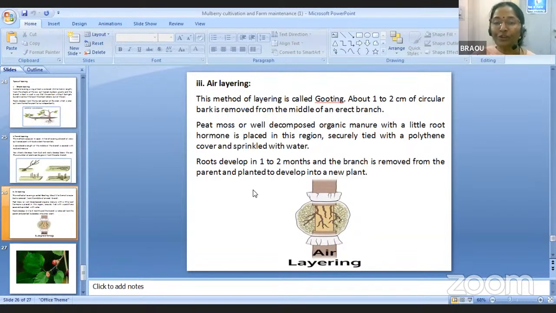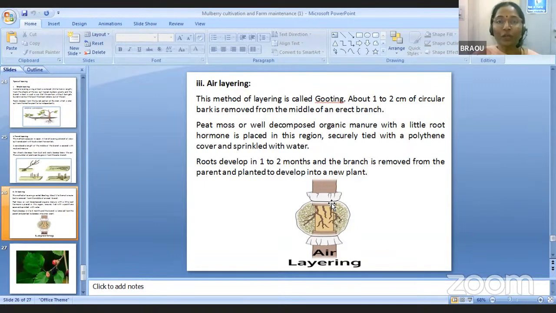What happens after 1 or 2 months? You can clearly see that roots have developed from that particular branch where it has been cut. Why? Because we have given it manure, and also root hormones so that it can produce roots. And after the roots have developed, this can be cut off from the parent and planted as a new plant. So you can get a new mulberry plant from air layering. So this is about air layering.